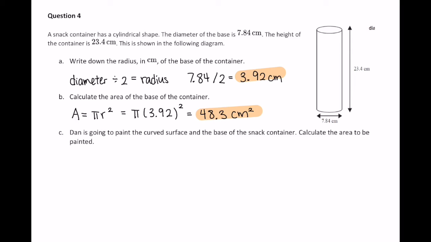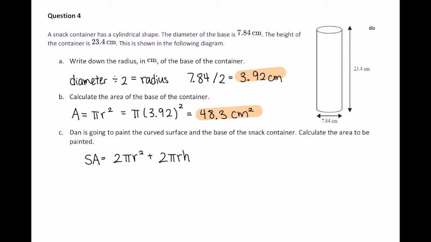Part C, the last question, says Dan is going to paint the curved surface and the base of the snack container. Calculate the area to be painted. So we know that the surface area formula, because we're just painting the surface, so the surface area formula for the cylinder is 2 pi r squared plus 2 pi rh, where h is the height of the container. But we need to modify this formula a little bit because this formula includes 2 pi r squared in the front because there's a circle on the bottom and a circle on the top.